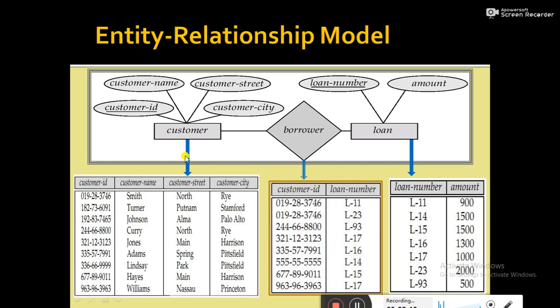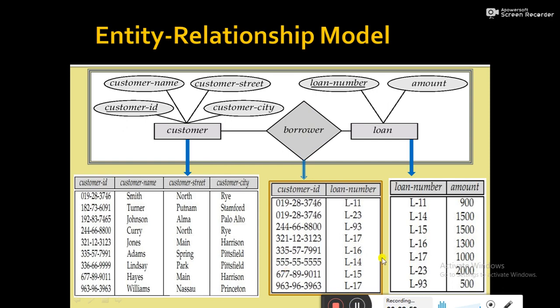Then, after representing the entity sets, we have to determine whether the entity set customer and the entity set loan have some kind of relationship or not. Yes, customer and the loan entity set have a relationship. The relationship is borrower. That means if a customer takes some loan, the customer becomes a borrower. The relationship set is represented in diamond shape in the entity relationship model. So you have to draw the diamond shape and give some meaningful name to the relationship.